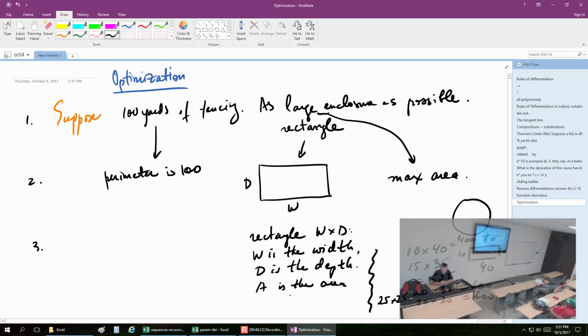And then what I have on the right is I need to maximize A. Maximize A. Okay. On the left, it is a statement: perimeter is 100.